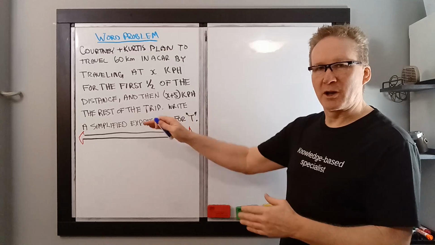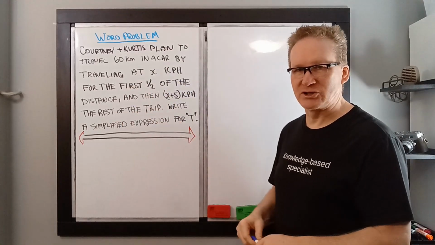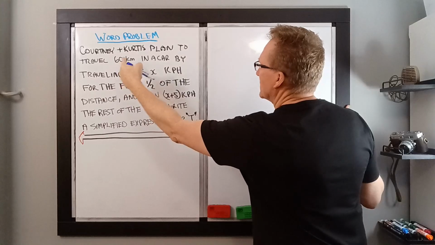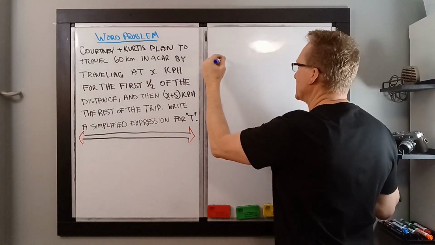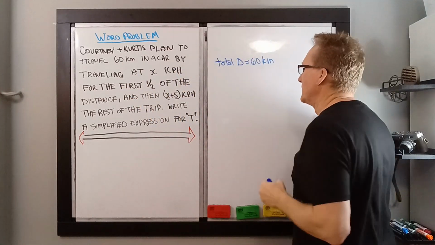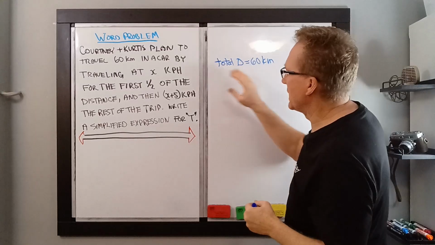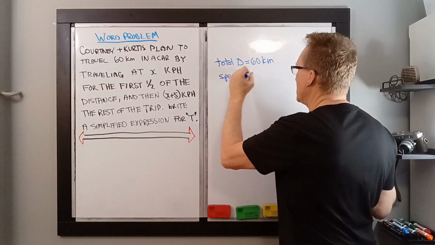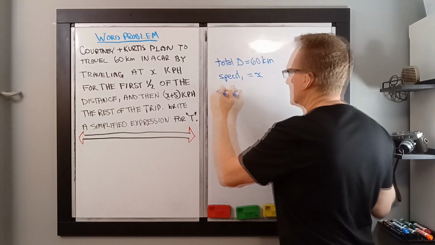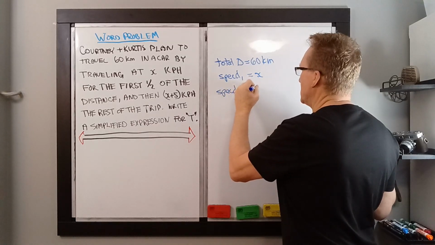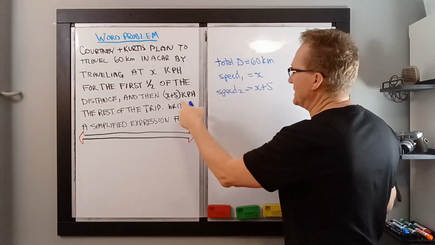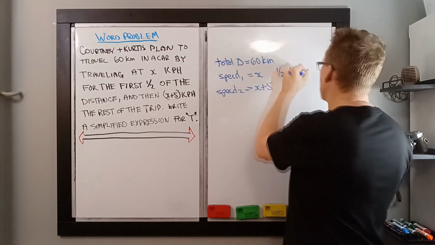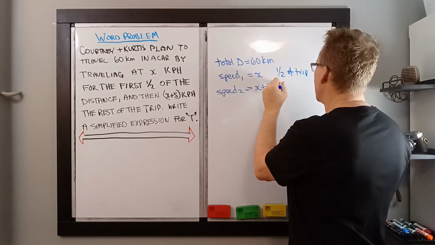You start off a word problem by writing down any information that the problem provides for you. We're going to start off by saying the plan to travel the trip. So the total distance is 60 kilometers. And then the initial speed 1 is x, speed 2 is x plus 5. I sort of did that here already for you. And this is for the first half of the trip, and this is for the second half.